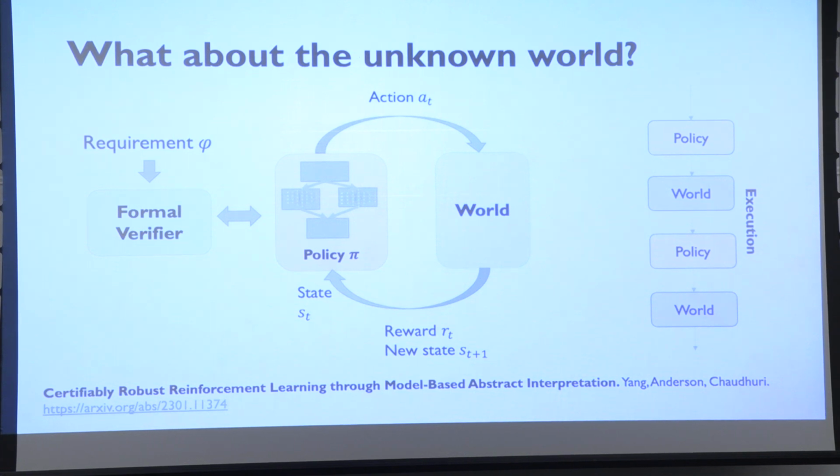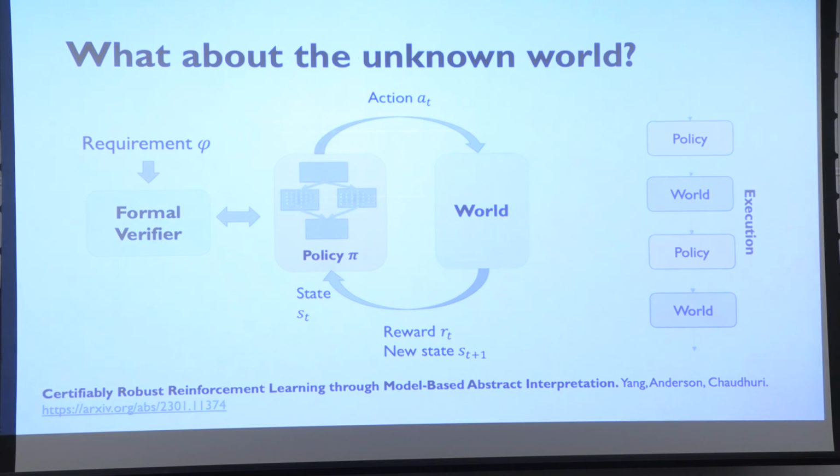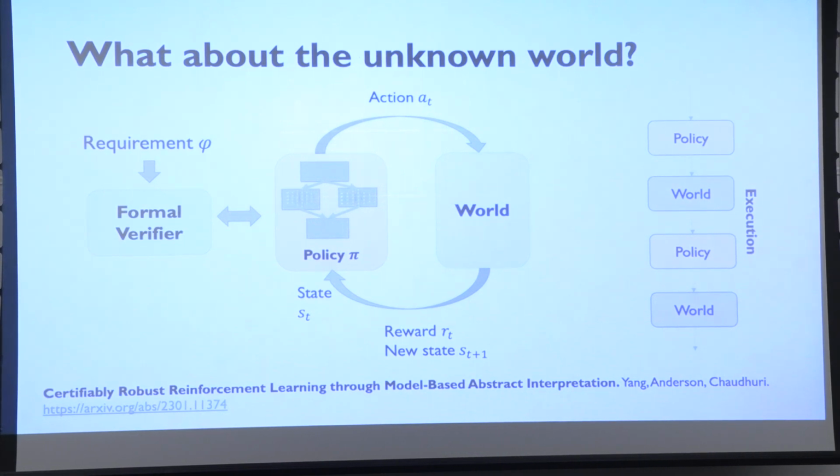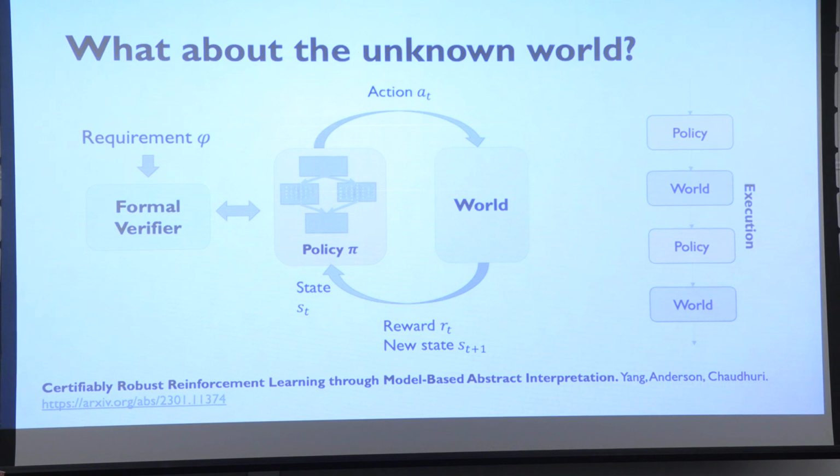Now, there are other angles here that I didn't really address. So one is that this policy in a classical reinforcement learning setting would be actually interacting with this external world. And this world is going to be a black box. But then how do you do this kind of formal reasoning when you have this black box world that you're interacting with? And so we have some recent work where we combine verification with model learning.